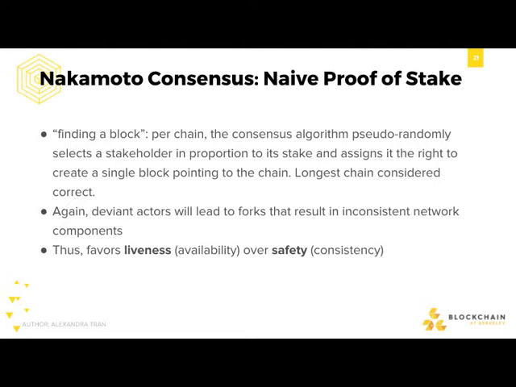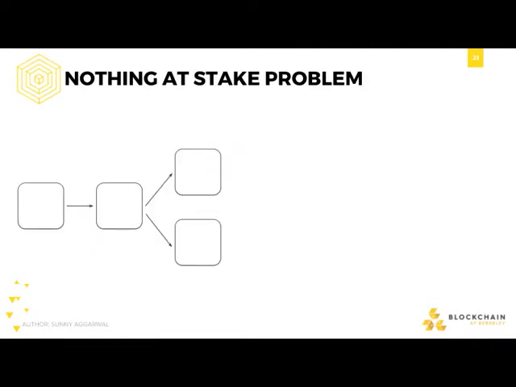With this naive version of a chain-based proof of stake, I should say, we have something called the nothing at stake problem. I'll go over this at a high level, and feel free to ask questions afterwards.